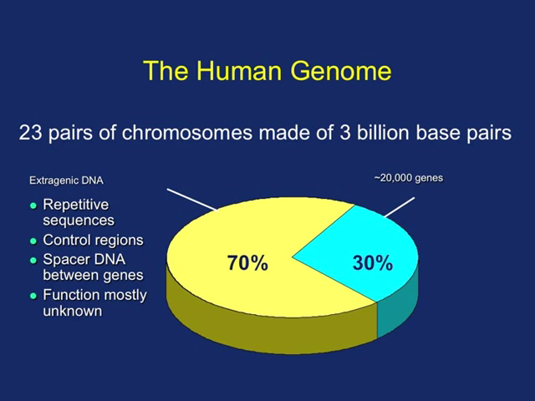A lot of it, most of it, is repetitive sequences, control regions, spaces between genes. We have no idea what most of this does. Really no idea. Some people claim they have an idea. We don't really know what's going on. About 30% is where the genes are. But even the genes, most of it is space.